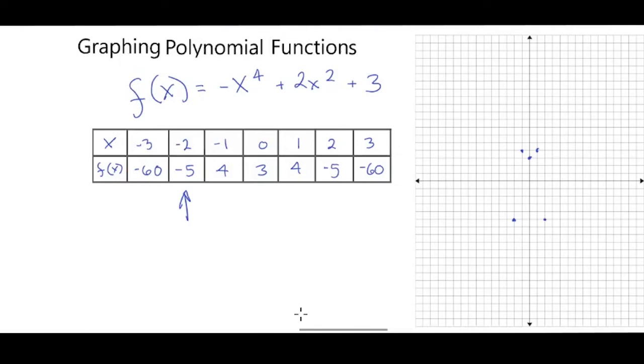So the way we graph this is we always start at your point that is furthest to the left, and we connect the dots. And then you put arrows at the end of the graph to show that it goes on forever. And that's how you graph a polynomial function using a table of values.